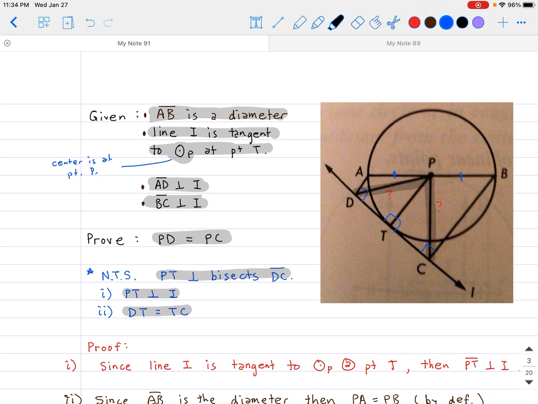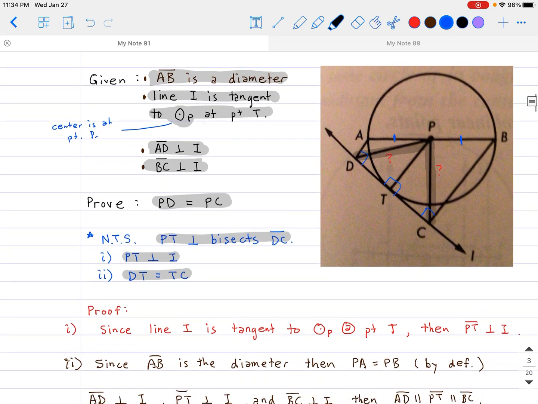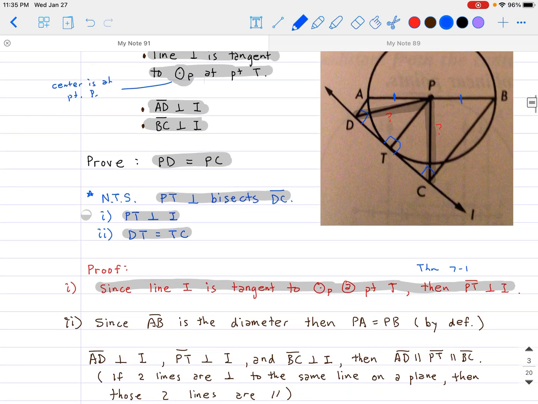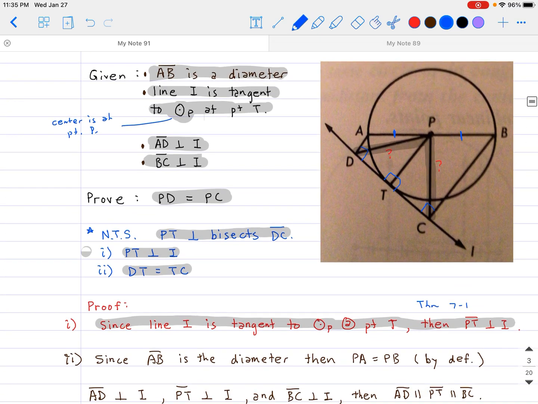All right. Well, looking at what we have, we'll go ahead and break it into two parts. So the first part, I'm going to show that PT is going to be perpendicular to l. Well, that's not too bad because since l is supposed to be tangent to the circle with center P at point T, then that means that PT is going to be perpendicular to l. And that's by using the theorem that we just came up with. So that's theorem 7.1.